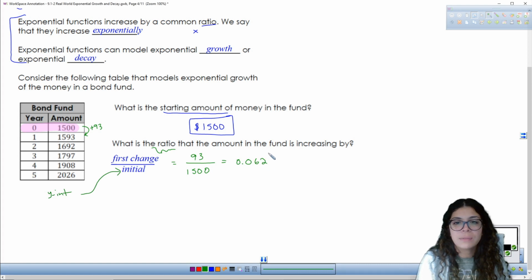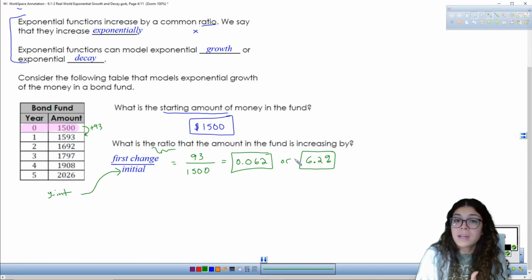Now, you can leave this rate as a decimal like this, or you could write it as a percentage. Remember to change it to a percentage, move the decimal point twice to the right, so it'd be 6.2%, okay? So you could write it either way. You could write it as 0.062, or you could write it as 6.2%. What you cannot do is write it as 0.062%, or just write it as 6.2.